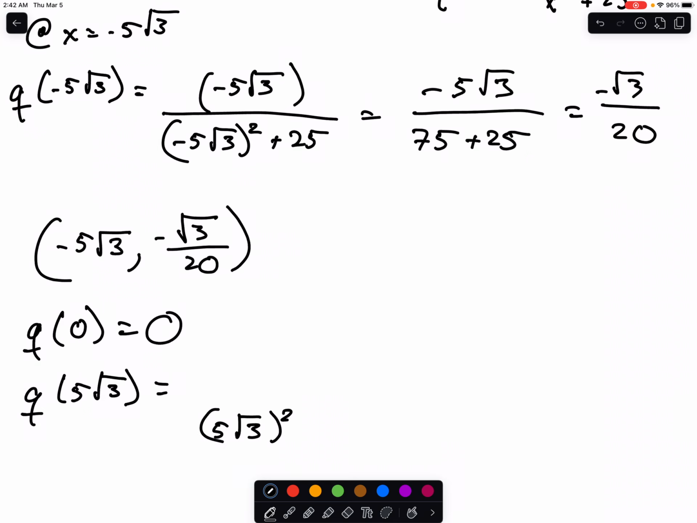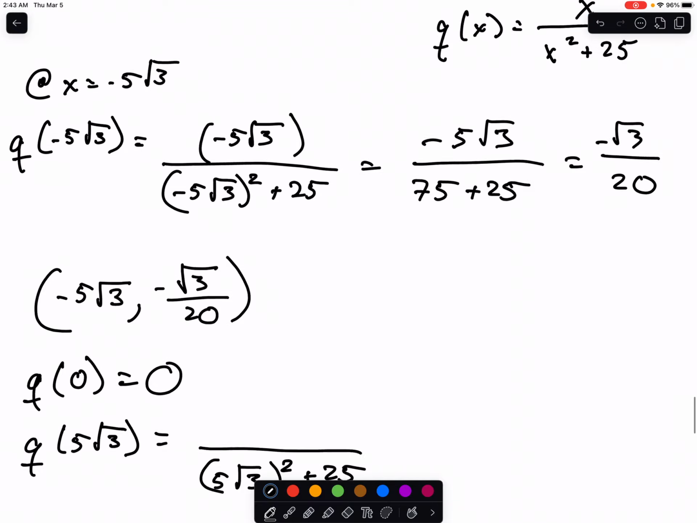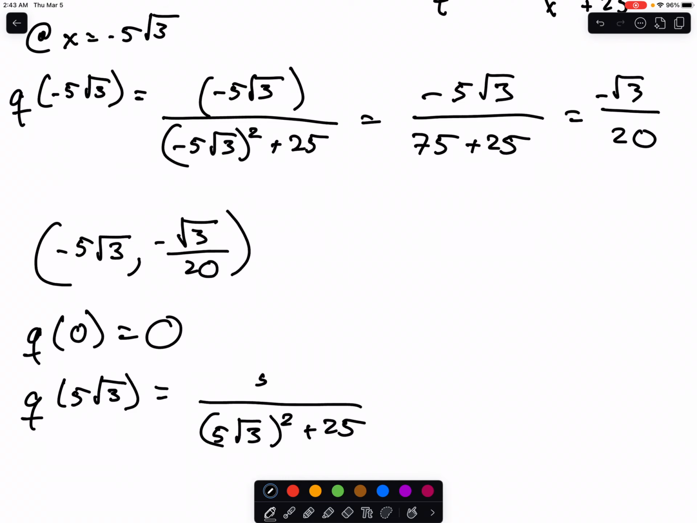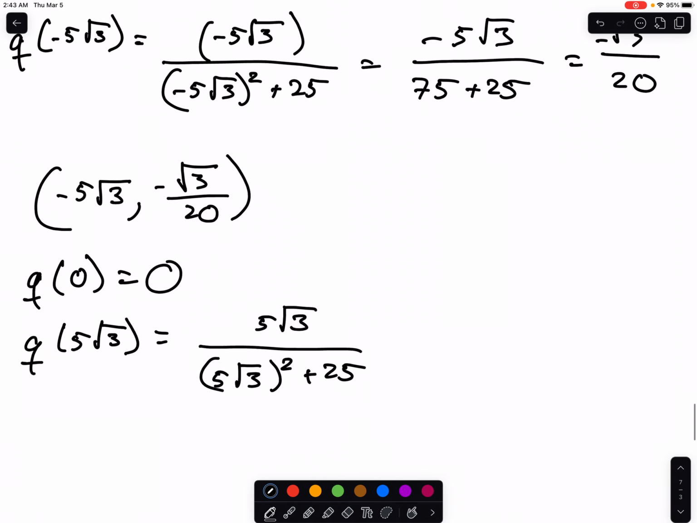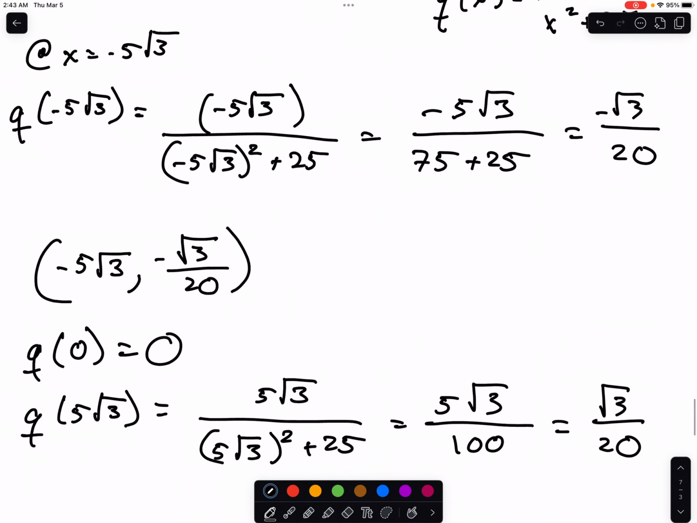5√3 squared plus 25 under 5√3. 25 times 3, 75. So we have 5√3 over 100, √3 over 20. So our 3 points look like it's that.